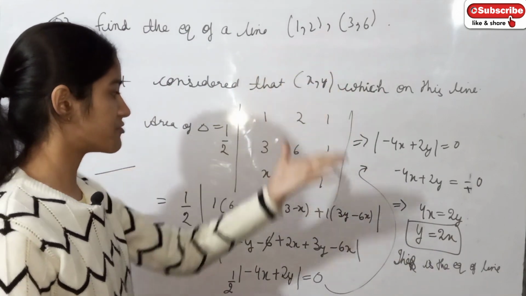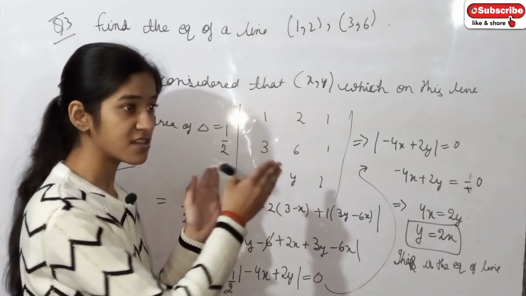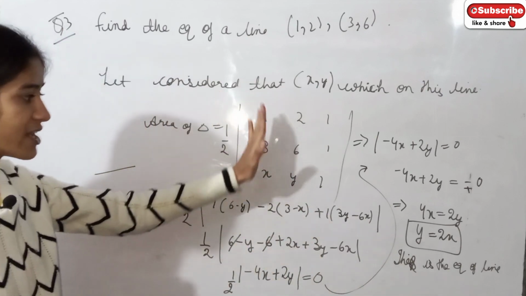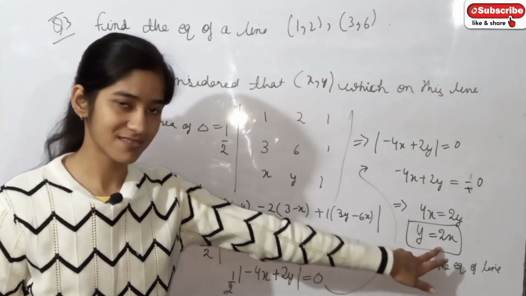How did we find this? We have used the concept of determinants only: that the area of the triangle formed by the line is equal to 0. We applied that principle and we get the equation of the line, which is y equal to 2x. Hence proved.